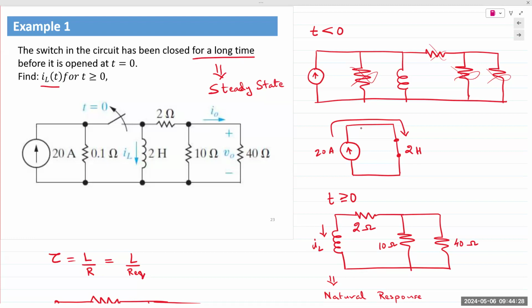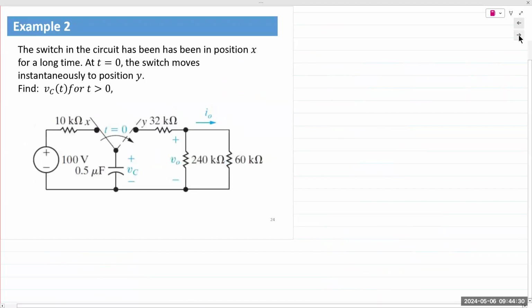Okay. Then let's look at example number 2. Similar example. It says the switch in the circuit has been in position X for a long time. That instantly means it's steady state. That steady state could be completely discharged or it could be fully charged. So let's draw out the circuit when it was at position X.